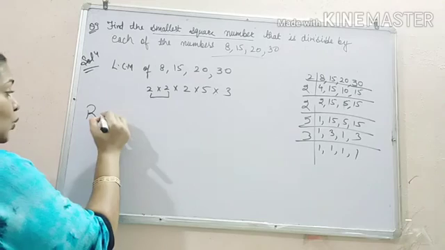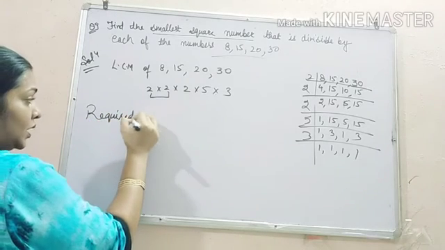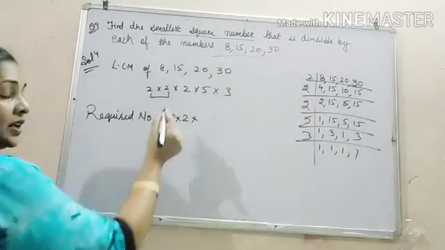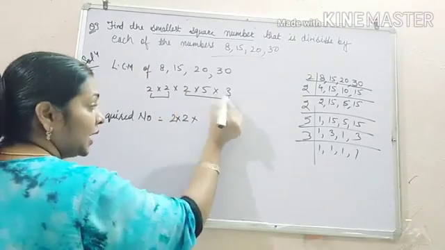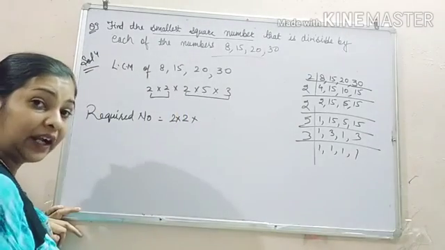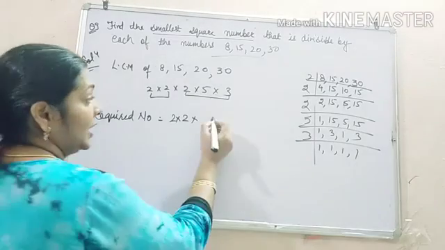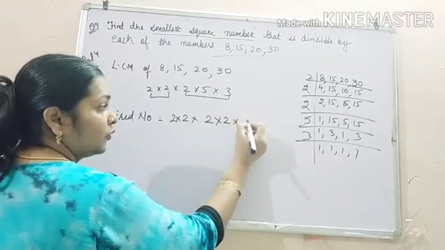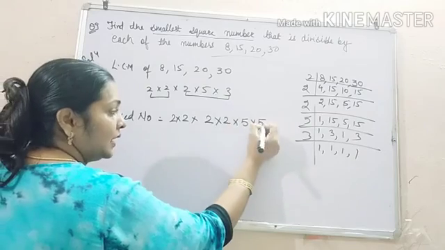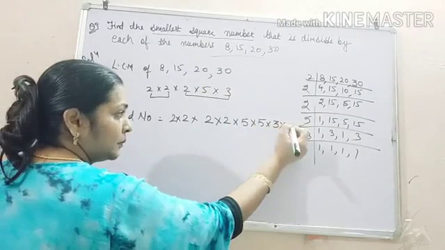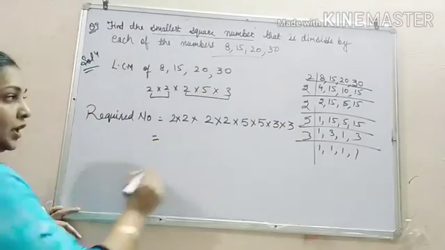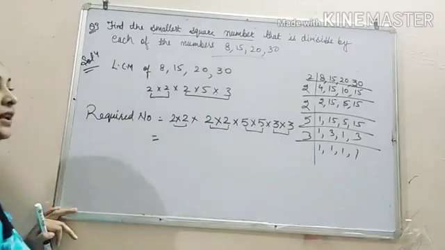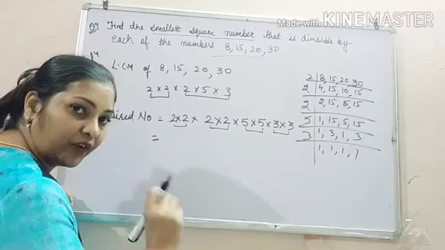That means we have to make this number a perfect square. So our required number will be equal to, what we have to do? Just multiply the idle factors by the same number. Here we are having 1 2, multiply it by 2. 1 5 is there, multiply it by 5. And 1 3 is there, multiply it by 3. Now all the factors are in pair. That means that this number is a perfect square.